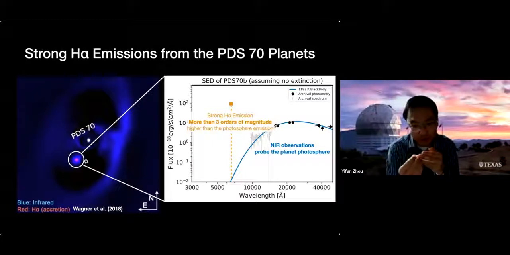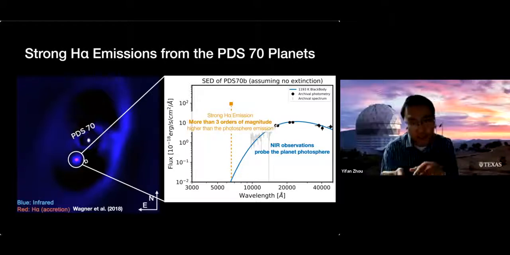The reason that we think the planet is emitting such strong H-alpha emission is because the planet is accreting. So this detection in H-alpha gives us the opportunity to measure how fast the planet is accreting, how fast the planet is gaining mass, by coming up with a way of connecting the brightness of the planet in H-alpha to a mass accretion rate.